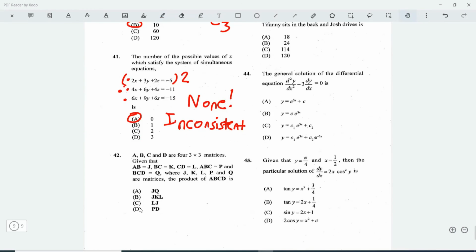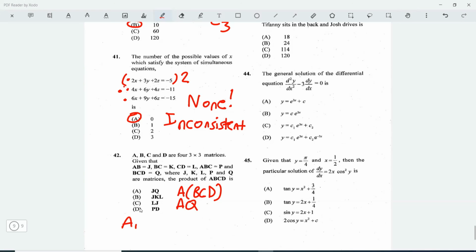AB equals J, BC equals K, CD equals 11, ABC equals P, BCD equals Q. What's the product of ABCD? Now, ABCD can be looked at as A times B times C times D. BCD is Q, so one possible answer is A times Q, that's not there.